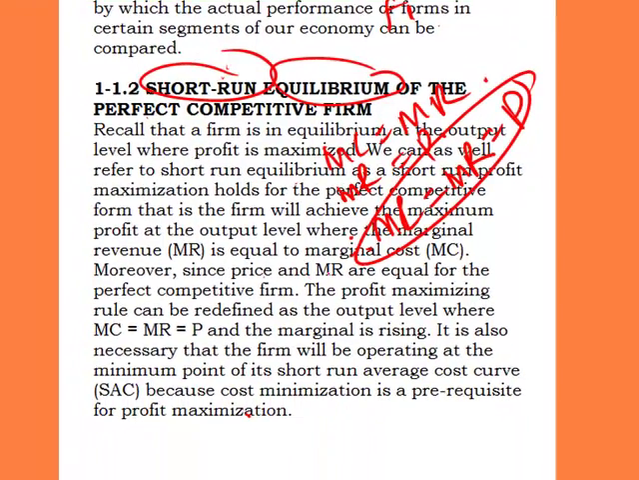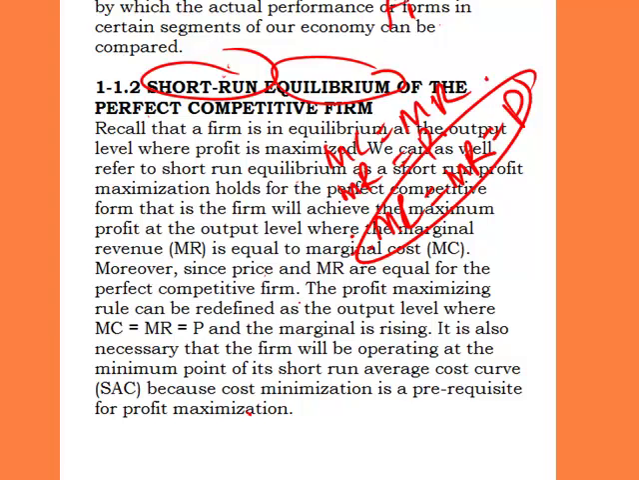Moreover, since price and marginal revenue are equal for the perfectly competitive firm, the profit maximizing rule can be redefined as the output level where what? The marginal cost is equal to marginal revenue is equal to price, and the marginal cost is rising. It is also necessary that the firm will be operating at the minimum point of its short-run average cost curve.